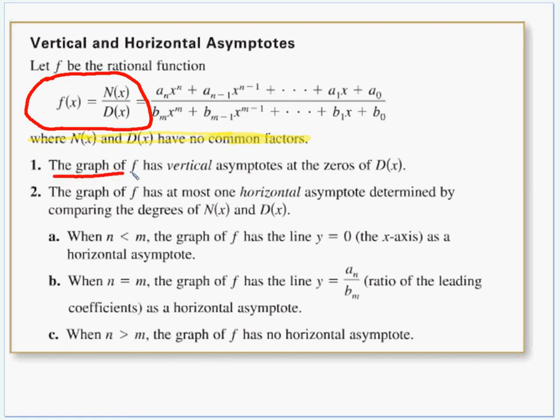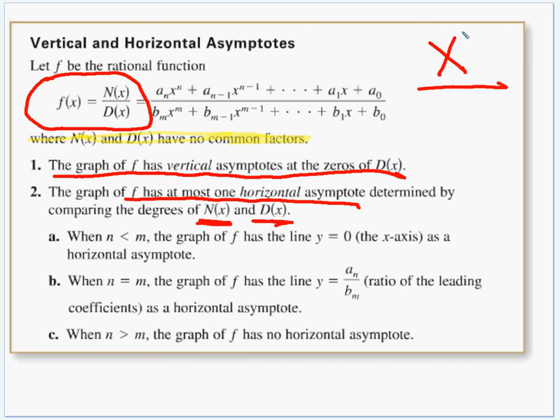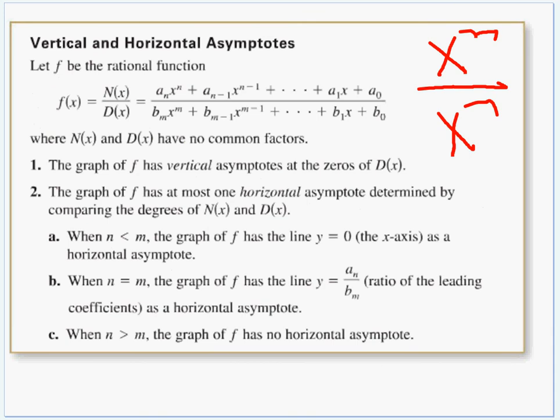And then it says the graph of the function has vertical asymptotes where the denominator is equal to 0. The graph has at most one horizontal asymptote determined by comparing the degree of the numerator and the degree of the denominator. So if we have x to some power up here and x to some power down here, we're just going to compare those. When n is less than m, let me see here. N and m, I forget where the n and the m come from. It's got to be numerator and denominator.